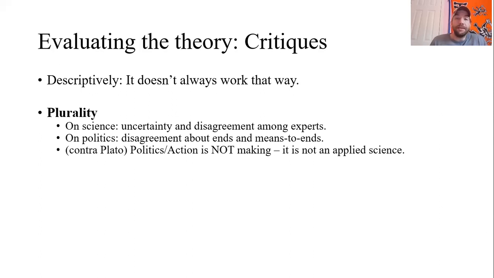The linear model doesn't account for plurality in a couple of different ways. It doesn't account for the disagreements and the uncertainties built into science, because there's also often a lot of sciences, in the plural, right? Different studies or different disciplines can disagree with each other. And also, there's clearly disagreement in politics about the ends we should pursue and the best means to get to those ends. That's not really represented in that model very well.